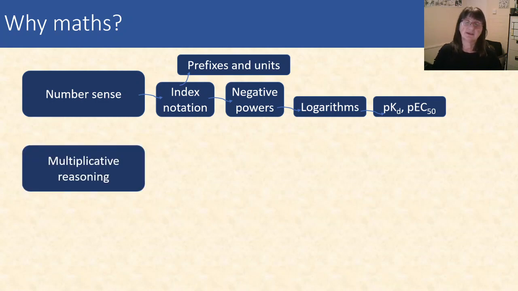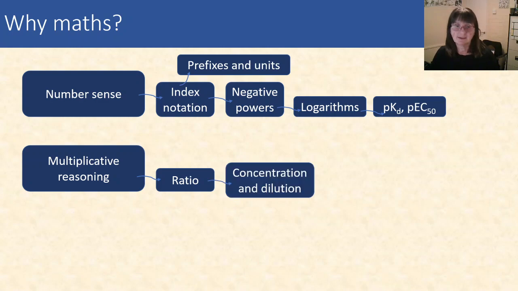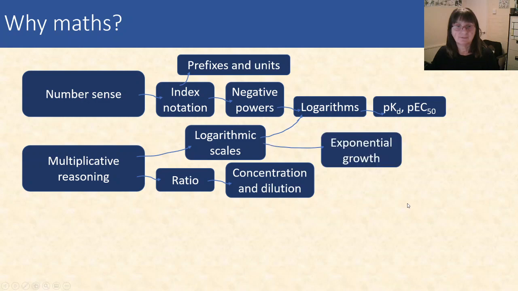Multiplicative reasoning is another area of maths that's really core to pharmacology. It underpins the ideas of ratio and proportion, and that's important for calculating, for example, concentrations and dilutions. But the ability to reason with ratio is really key. Logarithmic scales are a way of representing increasing by multiples, and obviously relate to logarithms and exponential growth.